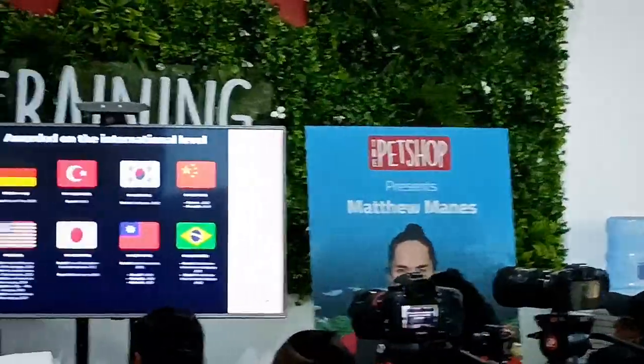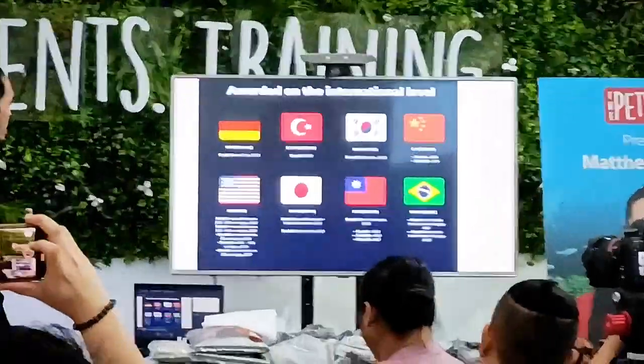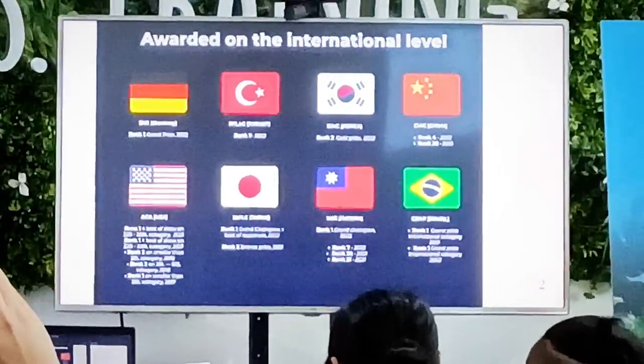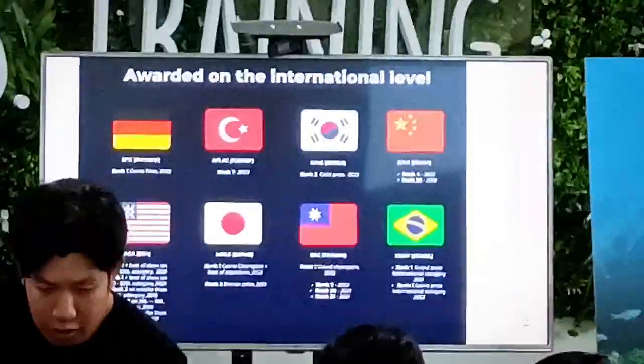Then 2 again. Round 2 smaller than category. Round 2 again. Round 1. Japan, round 1 and round 5. Then 21, Taiwan, 7, 13, 21. In Brazil, round 1 and round 5.